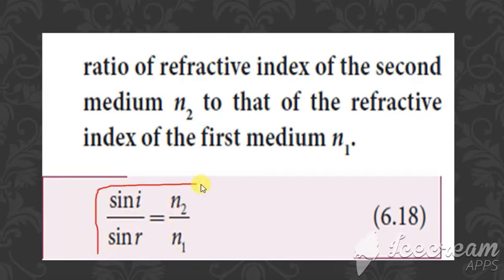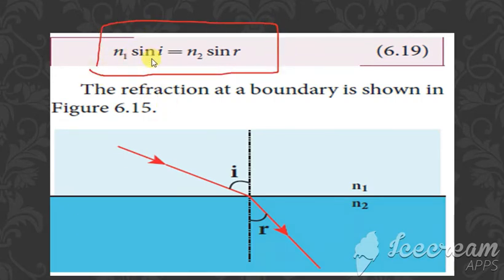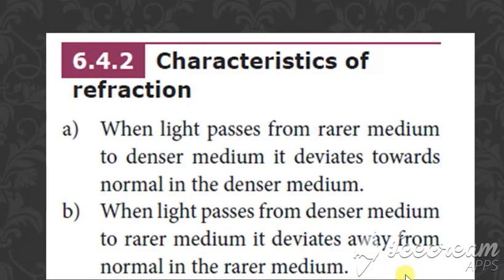This is the main formula which we are going to use from Snell's law. This is very important because you will be using it even in the later portions. Clear? So sin i by sin r is equal to n2 by n1. If we multiply, we can also write this as n1 sin i is equal to n2 sin r, where n1 and n2 are the refractive indices. This diagram represents refraction at any surface. Clear with this? Then next we are going to see the characteristics of refraction.